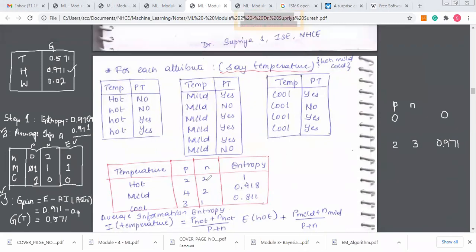You can see something like 2 and 2. When I get identical values, 2 and 2, 1 and 1, 3 and 3, 4 and 4, 5 and 5, the value of entropy is 1, which means equal number of positives and equal number of negatives. You can see here 4 and 2 or 2 and 4, a 1:2 ratio. When it is a 1:2 ratio, the value is 0.918.